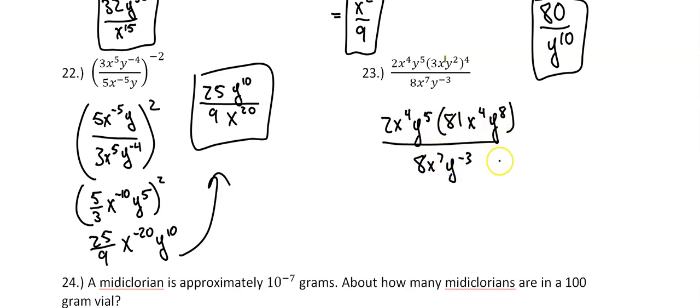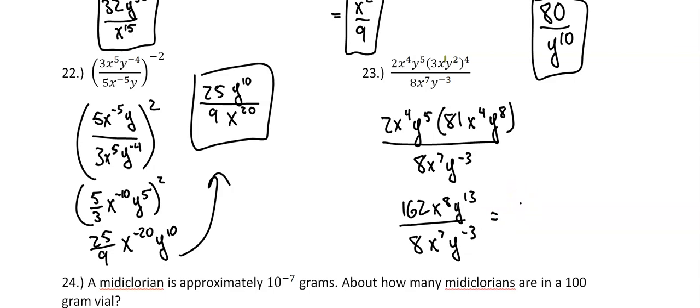And now I'm going to multiply in the numerator. Again, when I multiply, I add the exponents. So here, that's a 162. I add the exponents. That's x to the 8th, y to the 13th. Let's see, x to the 7th, y to the negative 3rd. Okay. And now from here, I subtract the exponents. And I'm doing the division.